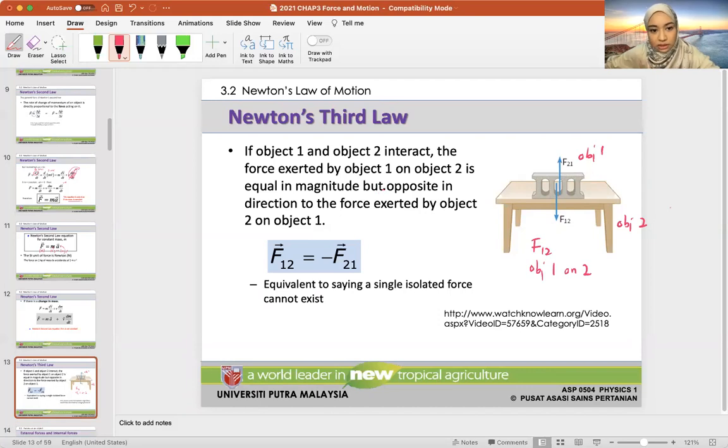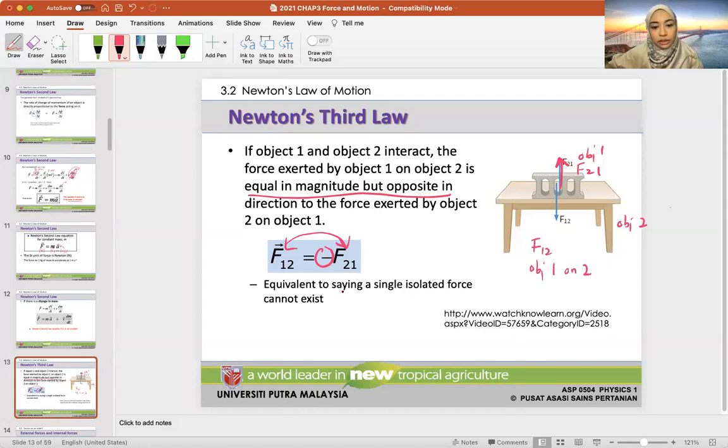It is equal in magnitude but opposite in direction to the force exerted by object 2 on object 1. So if this object exerts 10 Newton, the table says I also exert the same thing, in the opposite direction. So F21, the force exerted by object 2 on object 1, is equal but opposite in direction. This gives us the equation F12 equals F21 with a negative sign. The magnitude is the same, the sign is different because they are equal and opposite.